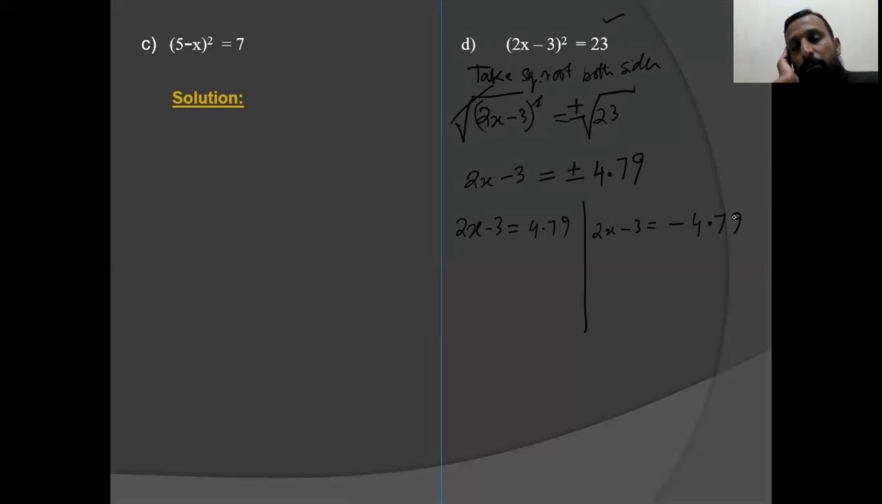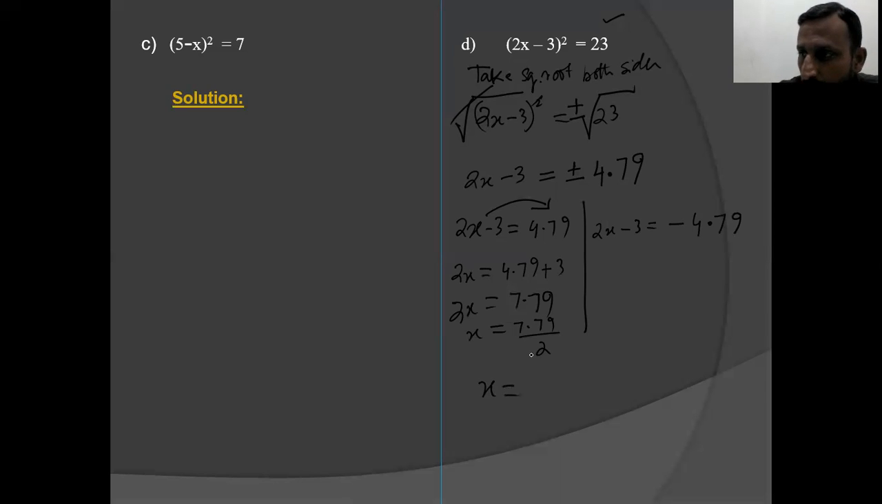Okay, so now shift this negative 3 on this side. So you have 2x equals 4.79 plus 3. You have 4.79 plus 3 is 7.79, right? In the next step, you cross multiply this 2 on the other side, 7.79 divided by 2. Again, you can use your calculator. So your answer is found to be 3.89. This is the first answer.